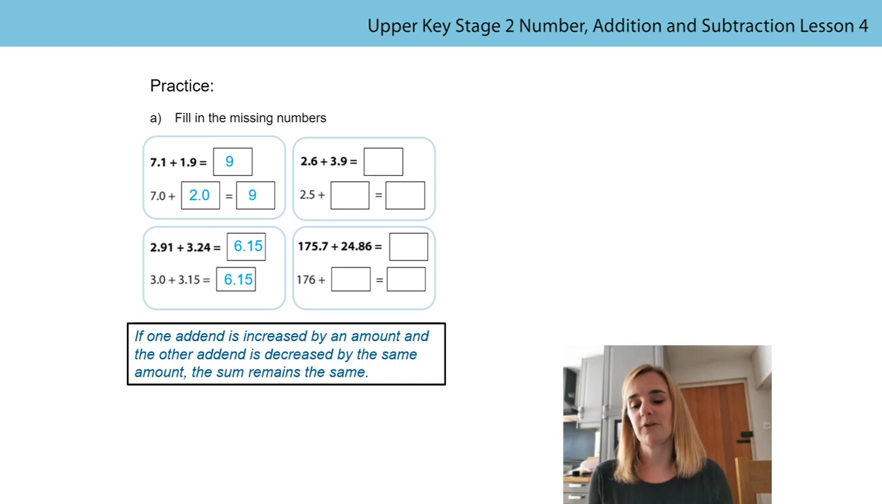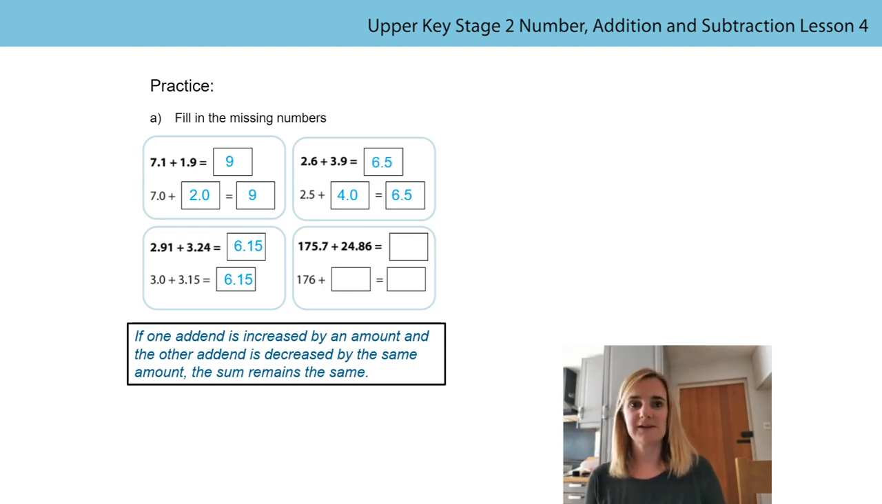Next one at the top on the right hand side is 2.6 add 3.9. You can see that the 2.6 addend has decreased to 2.5. So the 3.9 addend needs to increase. That first one's decreased by 1/10, so this one needs to increase by 1/10. 3.9 and 1/10 more is 4. So 2.5 add 4, I think you probably know, is 6.5. So therefore 2.6 add 3.9 is also 6.5.